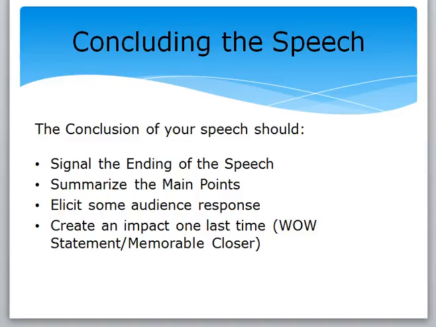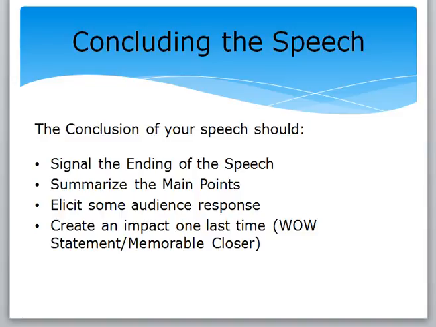Your book calls this a wow statement. We could call it a memorable closer. We could call it a clincher. Something that you can use to effectively end your speech. Oftentimes, what you do in your conclusion ties into what you did in your introduction and the attention getter in your introduction. So let's break these down into smaller parts.